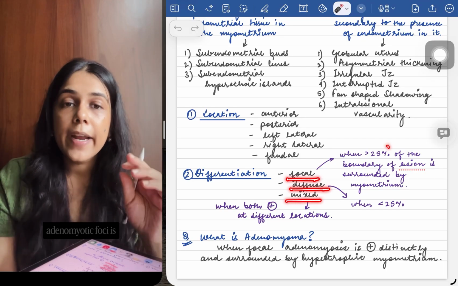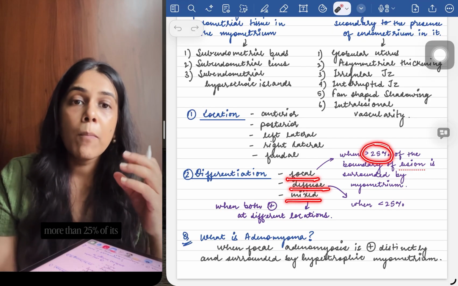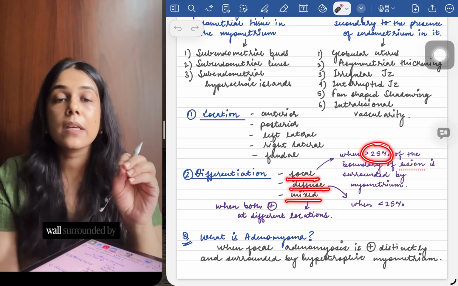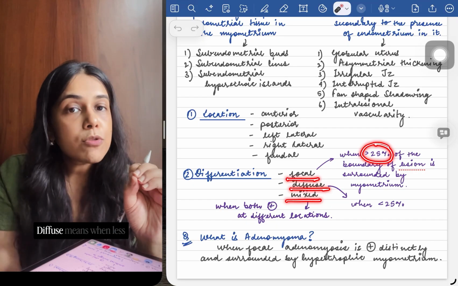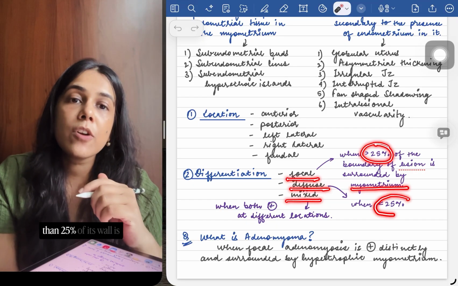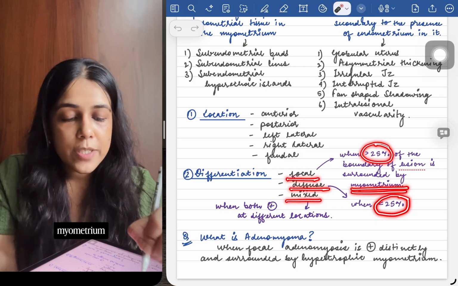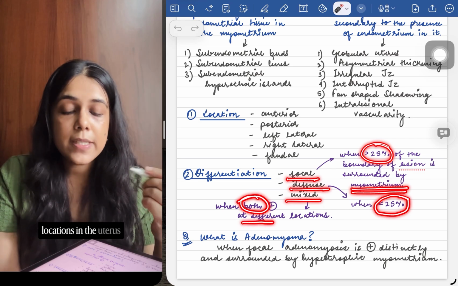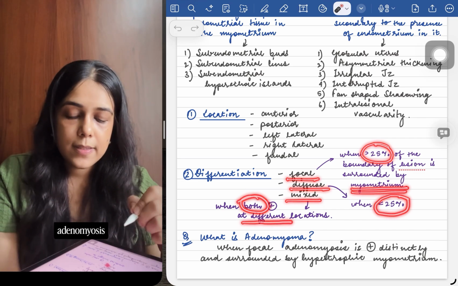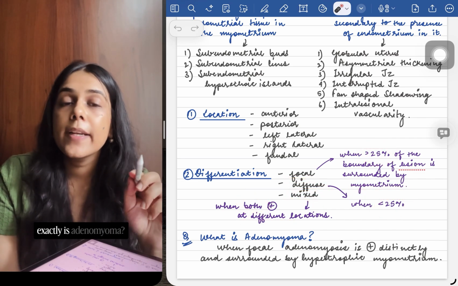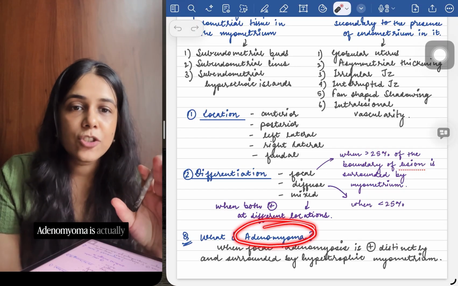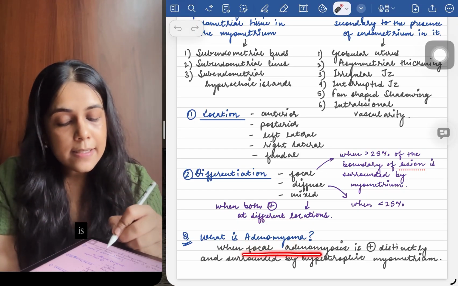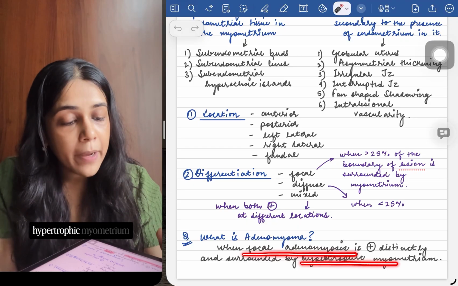Focal means whenever the adenomyotic focus has more than 25% of its wall surrounded by myometrium. Diffuse means when less than 25% of its wall is surrounded by the myometrium. And sometimes when both these features are present at different locations in the uterus, then it is called mixed adenomyosis. Now coming to one point, what exactly is adenomyoma? Adenomyoma is actually focal adenomyosis that is surrounded by hypertrophic myometrium.